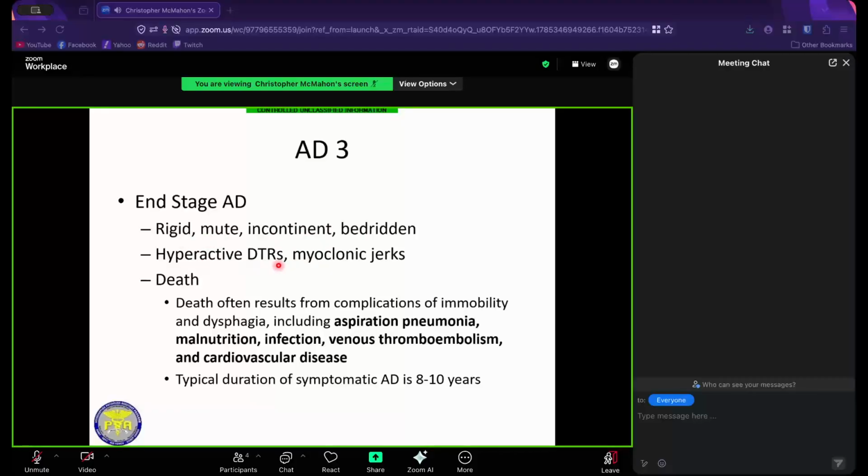Hyperactive DTRs and myoclonic jerks can happen. And death often happens from aspiration pneumonia, malnutrition, just because they're having difficulty eating, swallowing. Activities of daily living continue to break down, where that can be a major cause of death. But aspiration pneumonia tends to be very common just because we get very ill from things in our lungs that should not be there. And then typical duration of symptomatic Alzheimer's disease is about 8 to 10 years.